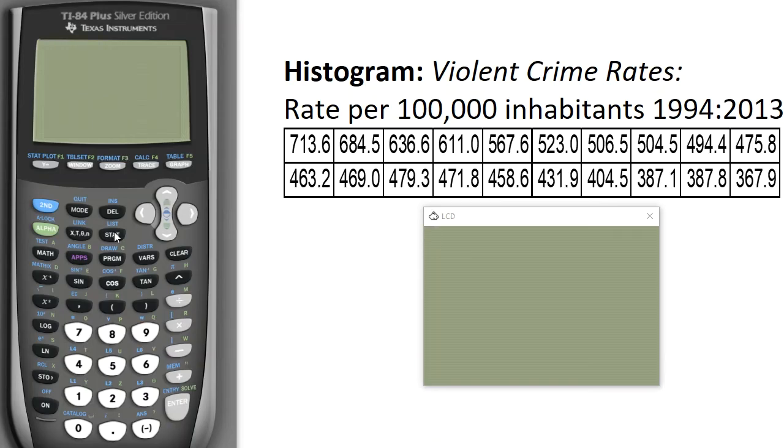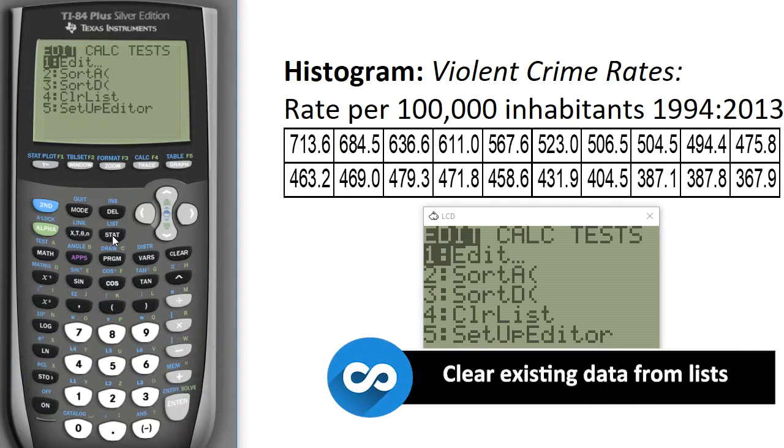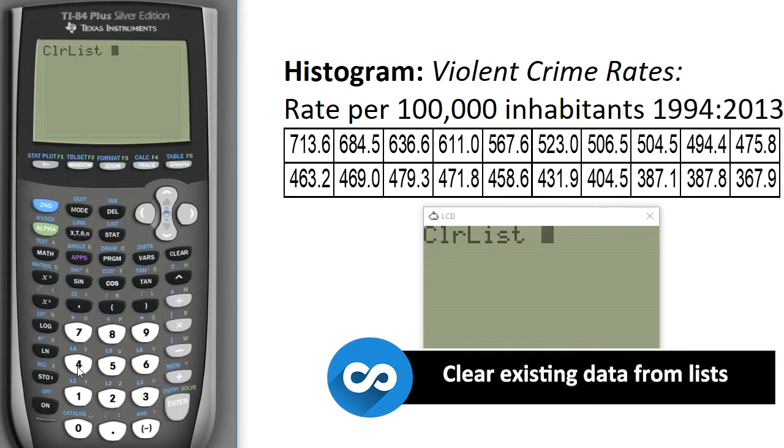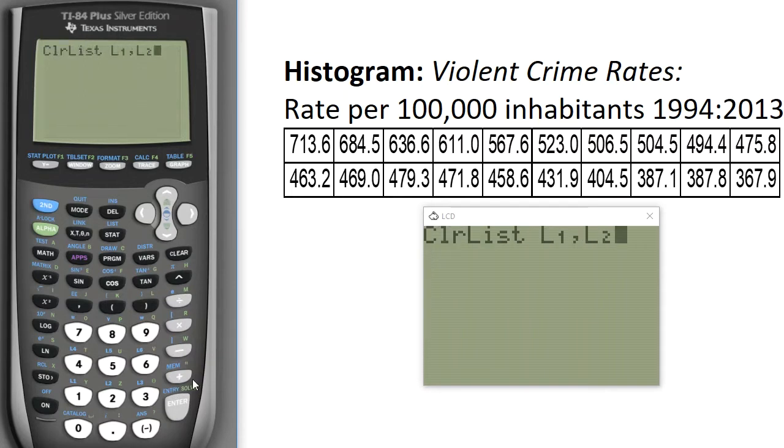The first thing I want to do is make sure that I'm starting with a blank slate. I'm going to hit the Stat key and choose number 4, Clear Lists. Then second list, choose L1, so hit Enter, comma, second list, and L2. If you think you might have more information in more lists, you should list all of them. Then I'm going to hit Enter, and you can see that I've now cleared all the data out of my list.